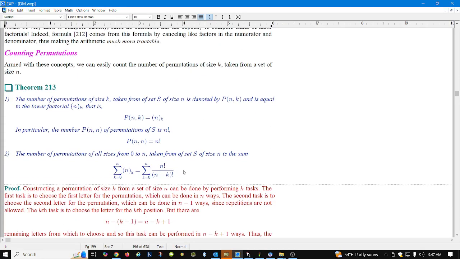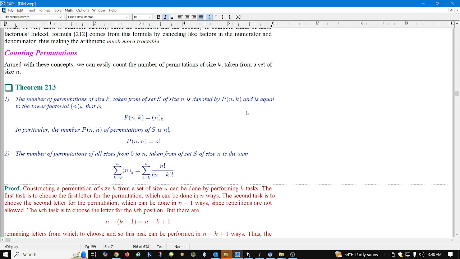Well, now that we have that taken care of, we can go back to the counting of permutations. And here's the theorem. The number of permutations of size k taken from a set S of size n is denoted by P(n,k). This is common notation. And it is equal to the lower factorial, n lower factorial k. So here is the formula in all its glory.